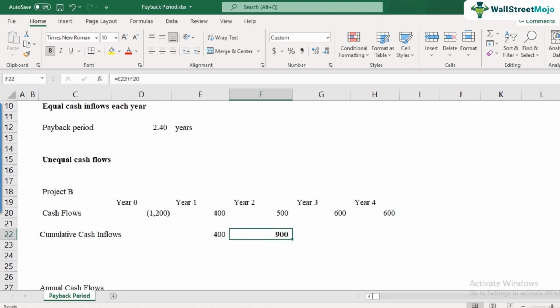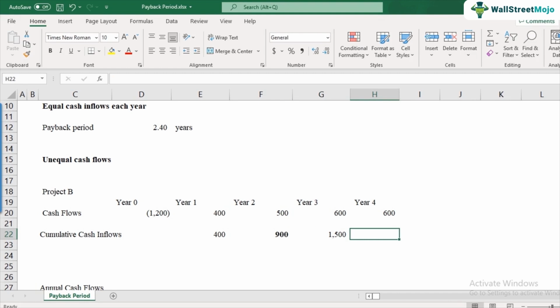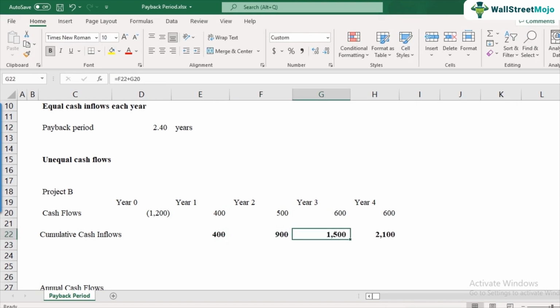Okay. What about year 3? It will be $900 plus another $600. And what about year 4? This will be $1,500 plus another $600. So as you can see here, in which year does this happen? Okay, so we wanted to recover $1,200 and we see that in year 3, we have recovered almost all of it, right? So one thing is for sure in this case, our payback period will lie somewhere between year 2 and year 3.